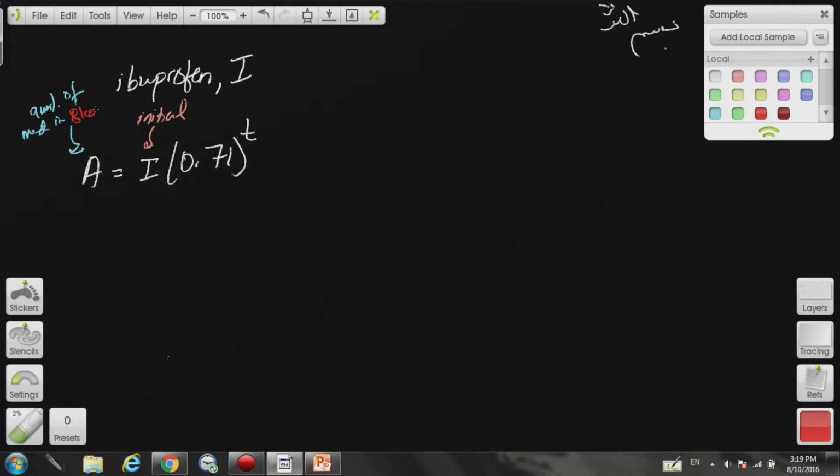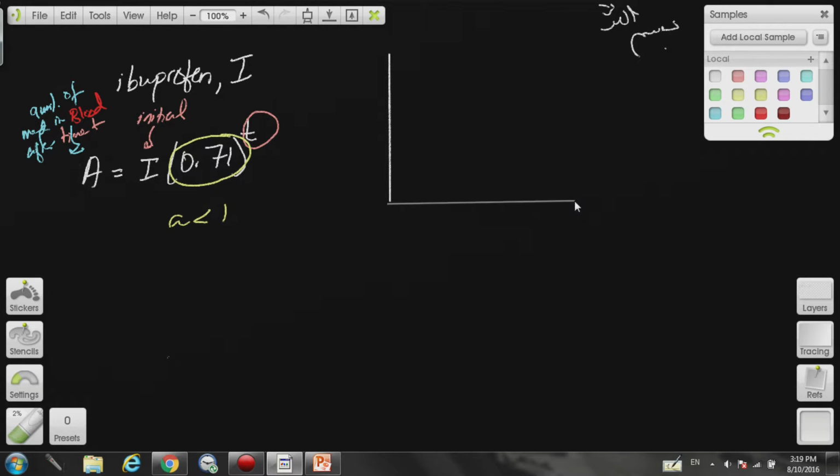In blood, after a certain time t, and t is time. Now again, I'd like you to appreciate that this value is less than 1. So this will also be an exponential decay model, starting with the initial amount and going down like this. It will be modeled with this parent equation. The initial amount in the blood will be this.